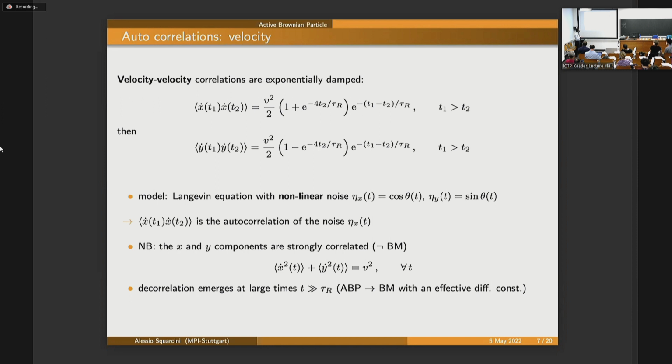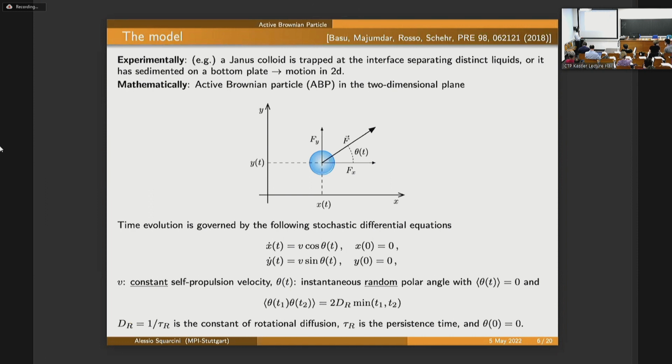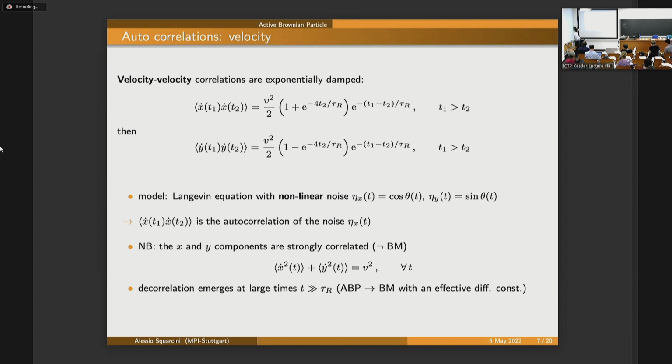Notice that the Langevin equation, which describes the motion, as you see here, contains the noise inside the trigonometric functions. So it means that the noise enters in a nonlinear fashion. And if you wish, this is actually the correlation function of the nonlinear noise. Another feature of the model is that the velocity is constant in absolute value, in magnitude. So there are some constraints. So x dot squared plus y dot squared, even without the average, has to be constant. So it means that the two components of the motion will be strongly correlated.